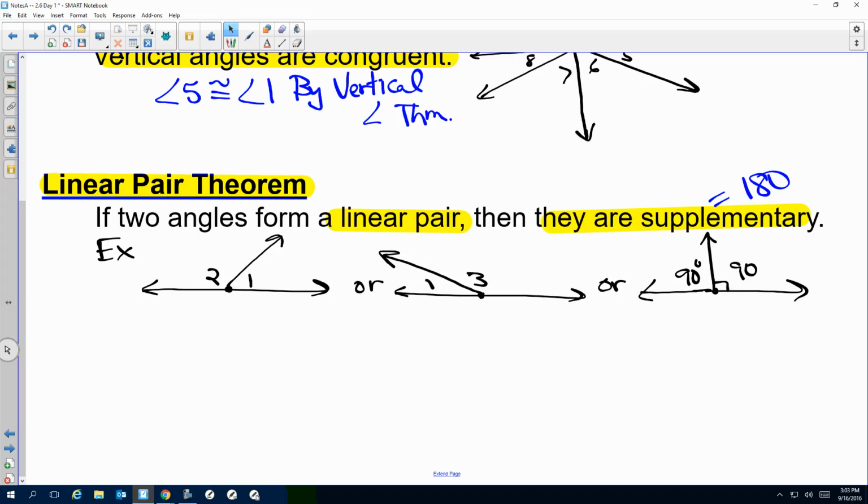And then we're going to do the congruent supplement theorem together.